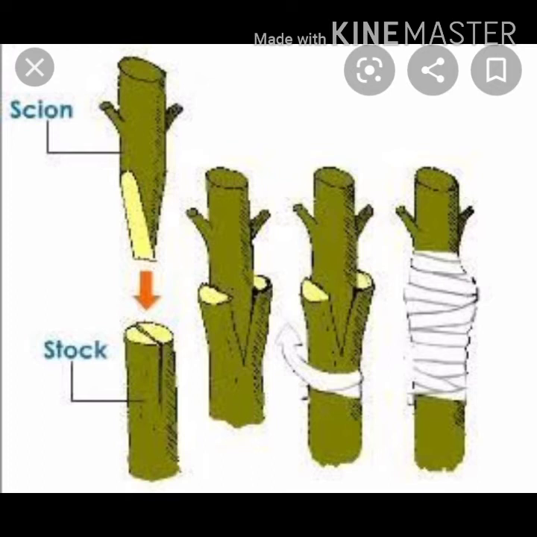So in this method, a small part of the stem is removed from the scion by making a slanting cut. At the same time, the stalk is also cut in the opposite way. That means these two branches easily fit each other. Place the scion over the stalk and fit them together.